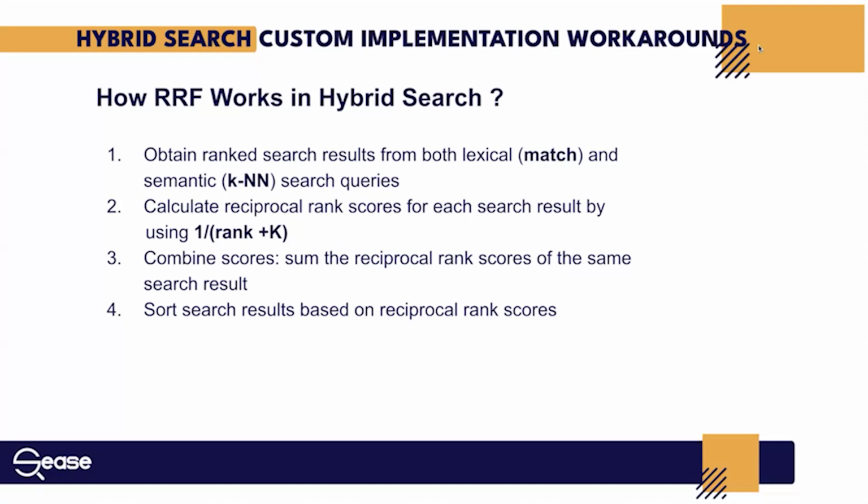Often we get the same documents in both the lexical search and the vector search results, so we just add up the reciprocal rank scores. That means that if a document appears in both the lexical search and the semantic search, it gets a higher ranking in our end results. Once we combine them, we sort based on this reciprocal rank score and return the result.